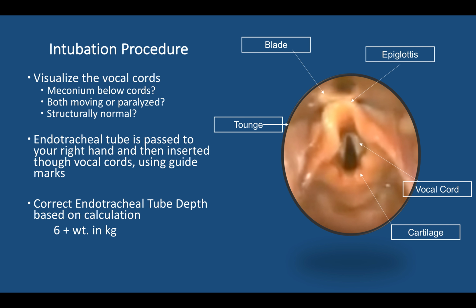However, in the extreme situation, it is often difficult to remember to pay attention to the hash marks or vocal cord guide. Therefore, we use an estimated depth on how deep we should put our endotracheal tube. This is 6 plus the weight in kilograms. So if we had a 3.5 kilo infant, you would want to place it at roughly 9.5 centimeters.